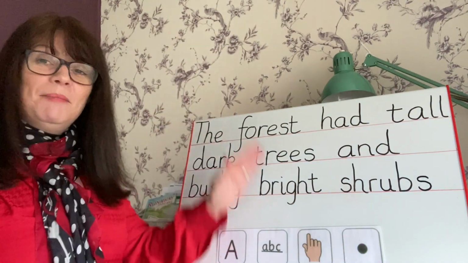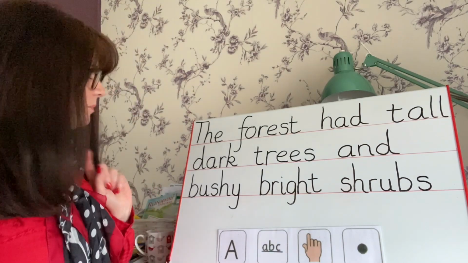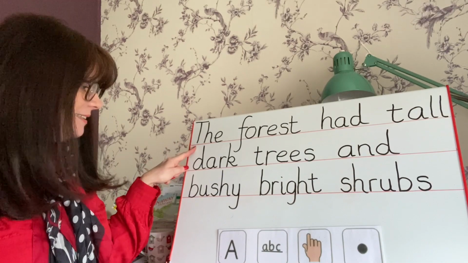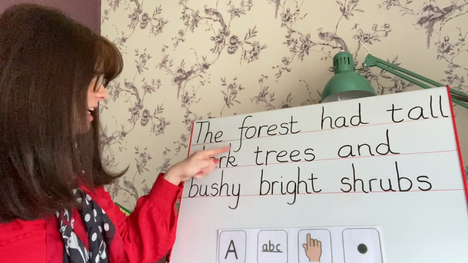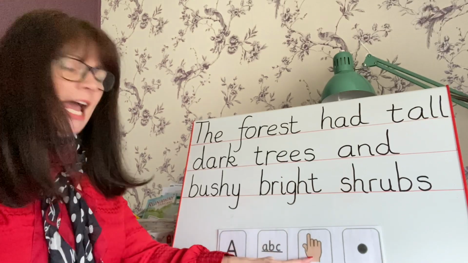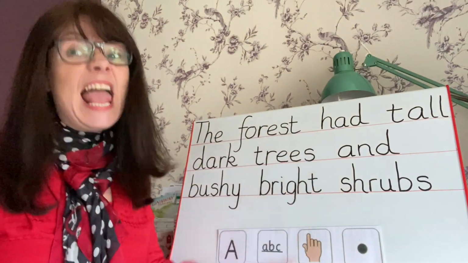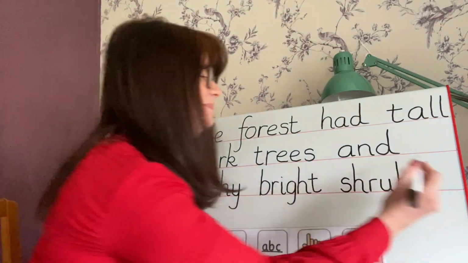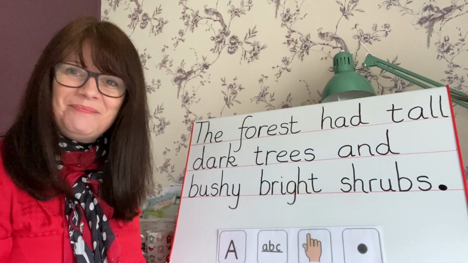So, I've now written my sentence. I've got to check it. Are you ready? Going to check it with me? Have I got my capital letter? Yes. Is my writing on the line? Yes, there's only the descenders that fall off. Have I got finger spaces? Yes, there's a space between every word and a full stop. Good job, I checked it.